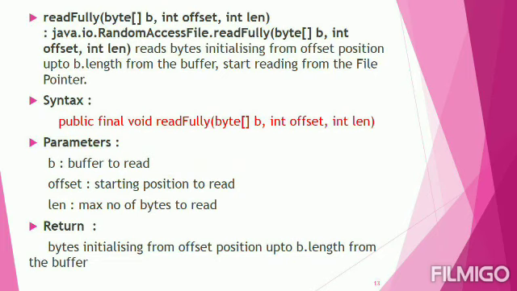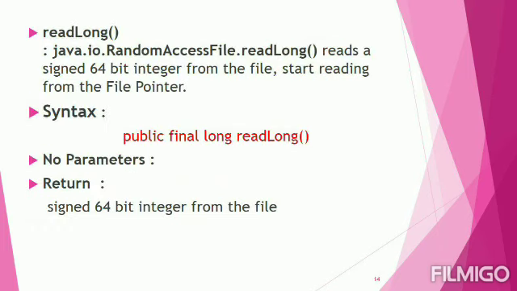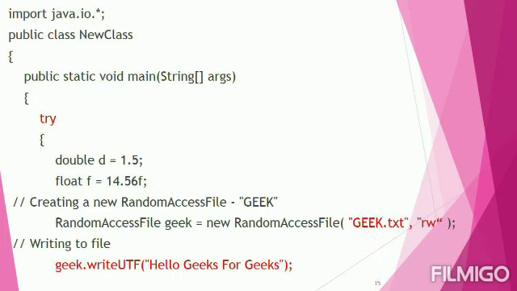The next function is to read a long value, that is a signed 64-bit integer from the file, starting to read from the file pointer. It does not take any parameter, but it returns a 64-bit integer from the file. The next is the sample program, which will explain each and every function very clearly.